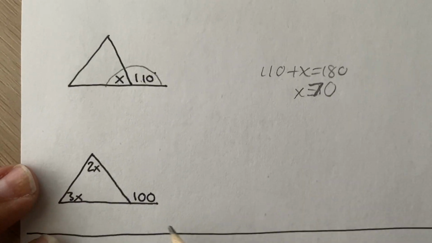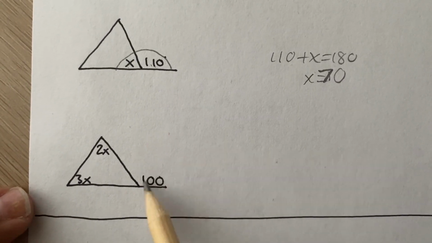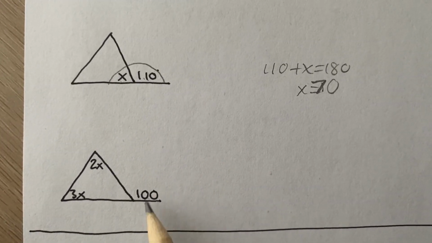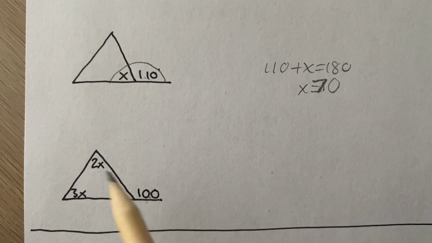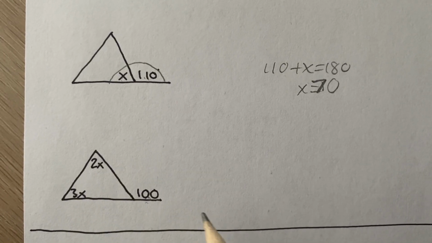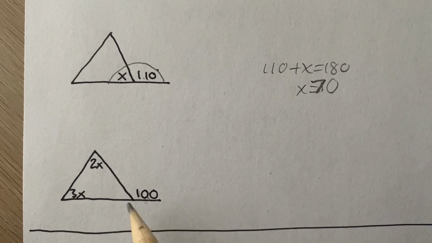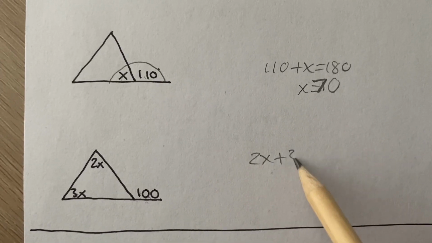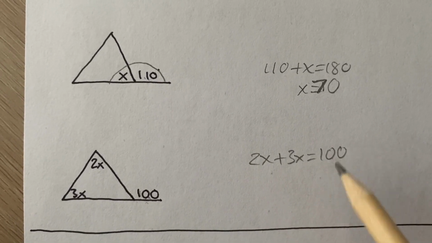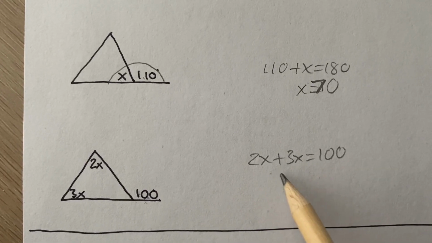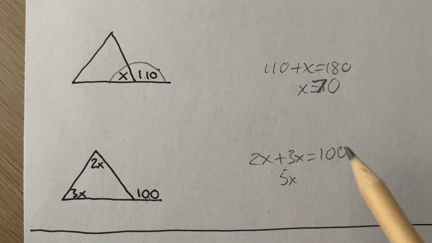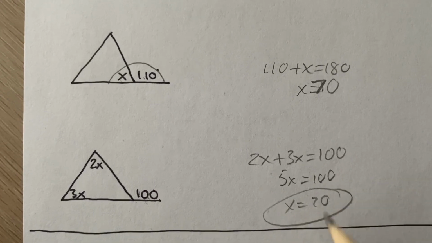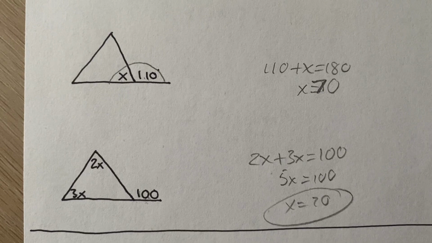Okay? Now, this one. Another trick with the exterior angle. There's going to be no 180 in this question. So this angle equals this angle plus that angle. So this exterior angle equals the two angles it's not touching. So 2x plus 3x equals 100. So that means that 5x equals 100. X equals 20. I divided by 5 on both sides to get that.